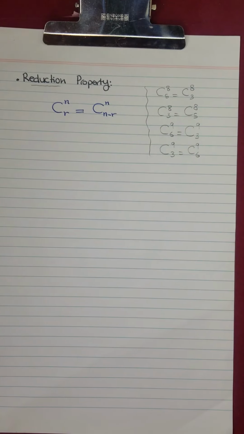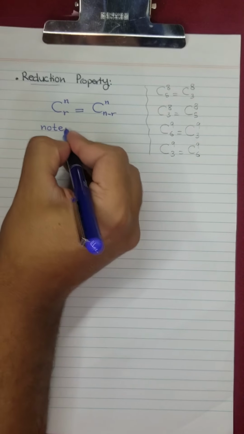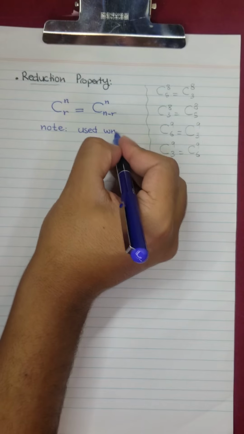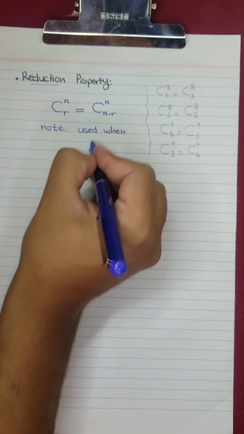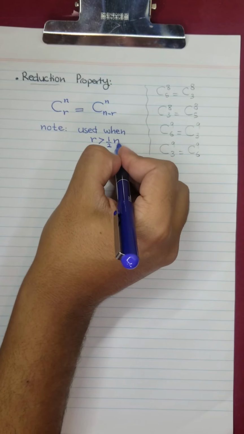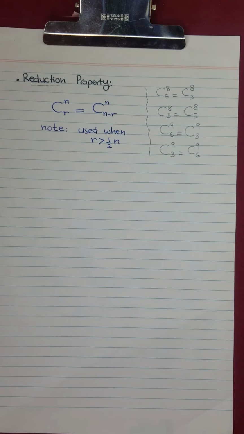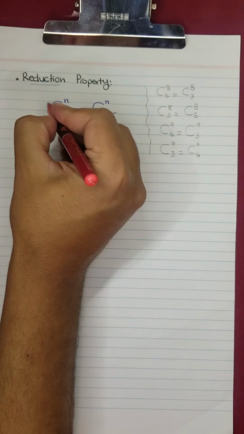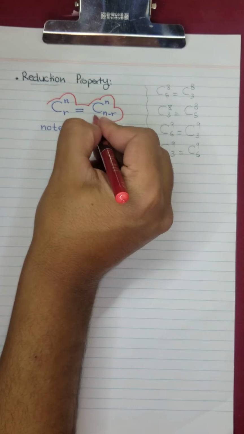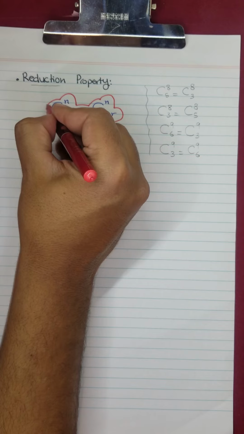Let me show you this with examples. I think the idea will be clearer with examples. But here, we write that this is a note. It is used when R is more than half of n. We usually use this reduction property to reduce the value of R, to get a smaller R, and then it's going to be easier for us to solve the problem. And I'll show you this now with some examples.